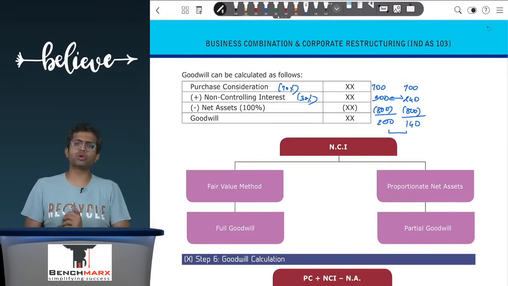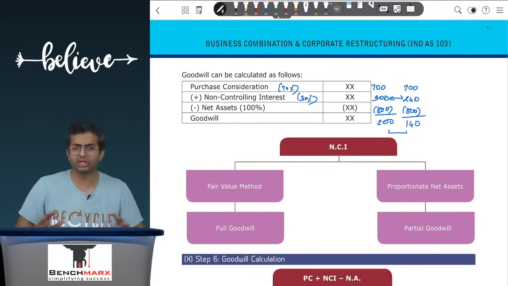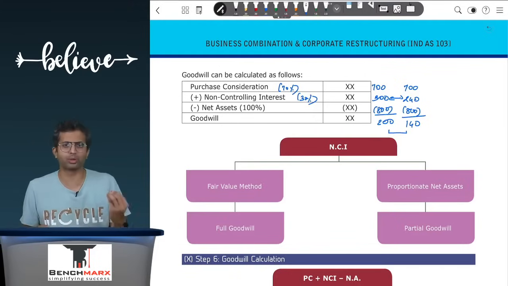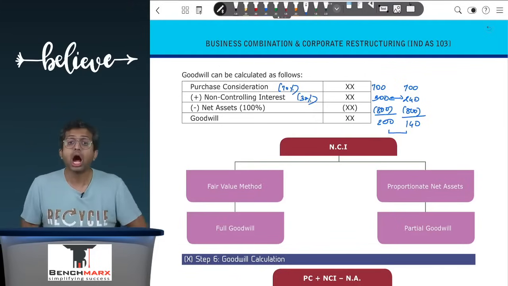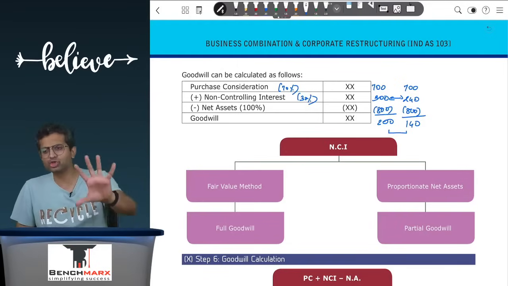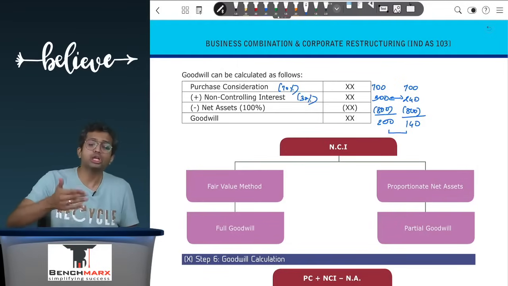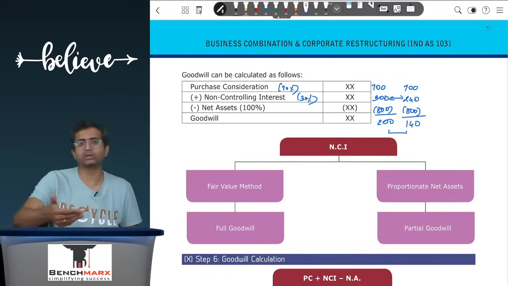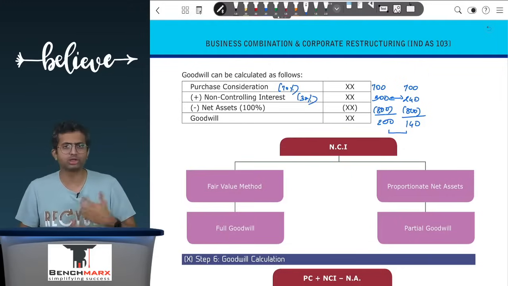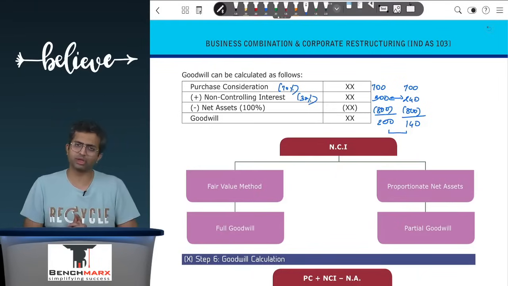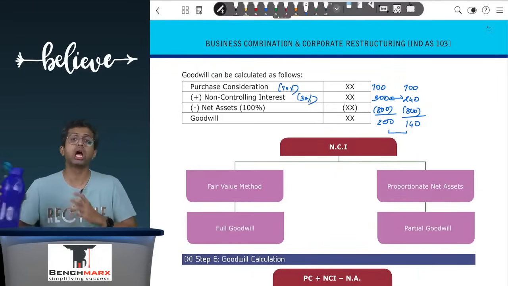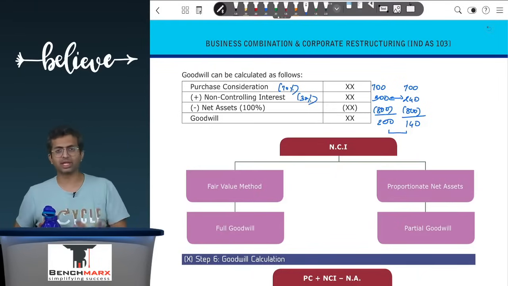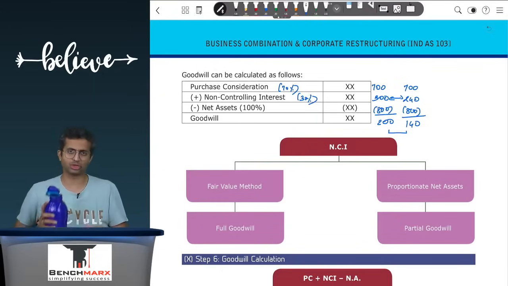Now in the exam, should you follow full goodwill or partial goodwill? Well, in general, the institute follows partial goodwill or proportionate net assets based NCI, unless the question tells you to calculate NCI at fair value or it gives you specific data through which you can actually calculate the fair market value of the NCI. So in all other cases, you will calculate NCI using proportionate net assets, and hence consequentially the goodwill that will come will be the partial goodwill.